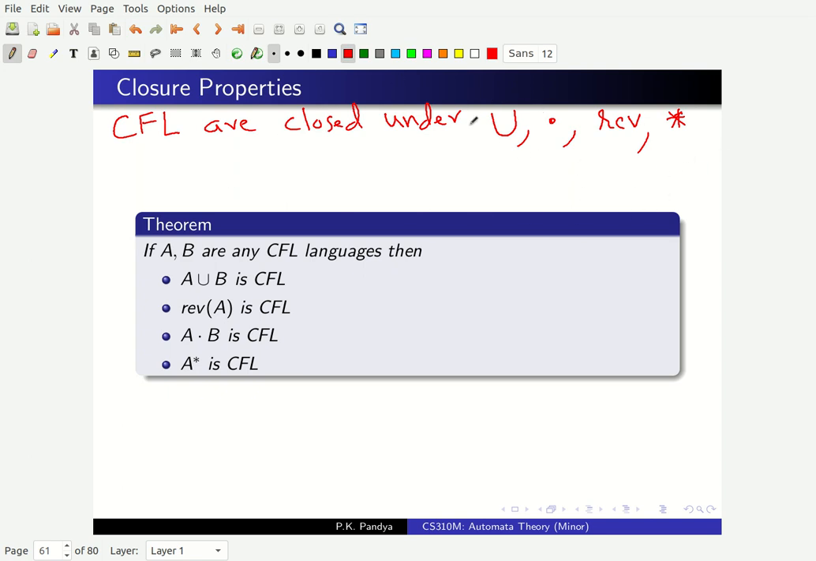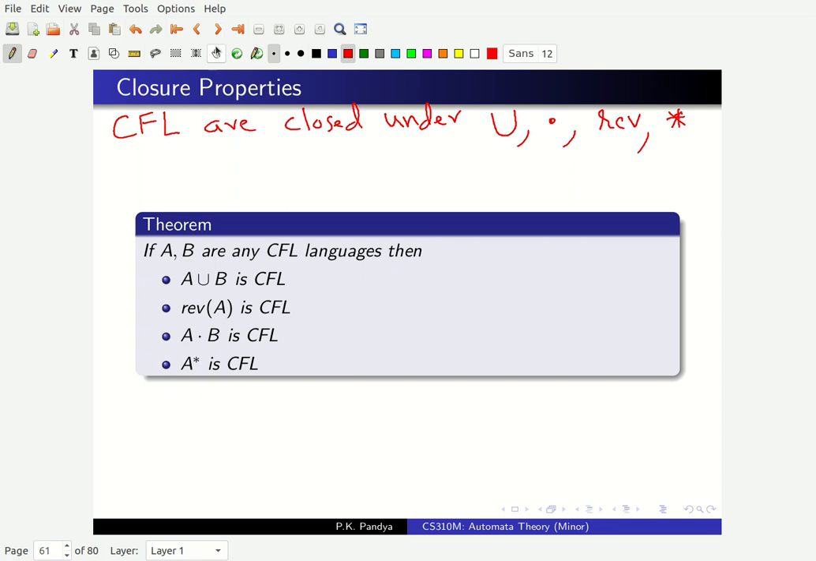To show that CFL are closed under union, basically we have to show the following theorem. If A and B are any context-free languages, then A union B is also context-free. So the union of any two context-free languages is context-free. In that sense, we can say that the class of context-free languages is closed under union. Similarly, we can talk about closure under reversal and closure under catenation. That is, if A and B are context-free languages, then the catenation A dot B is also context-free. And if A is a context-free language, then A star is also context-free.